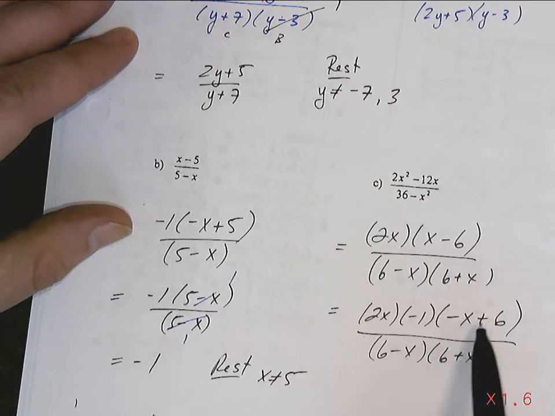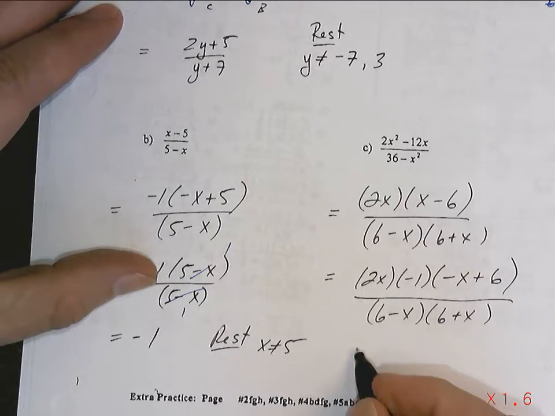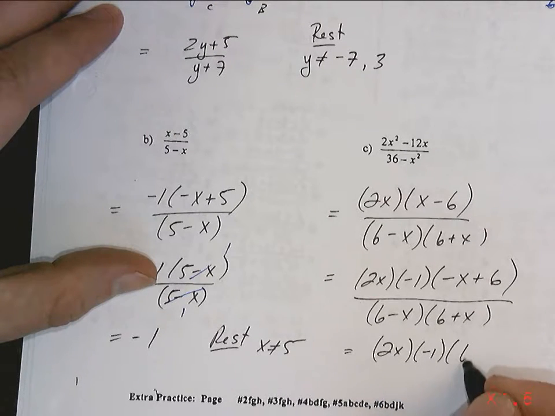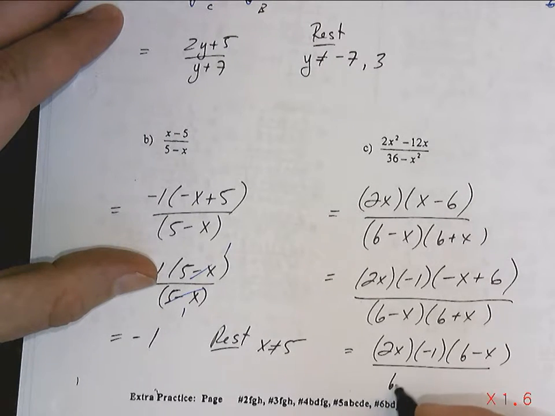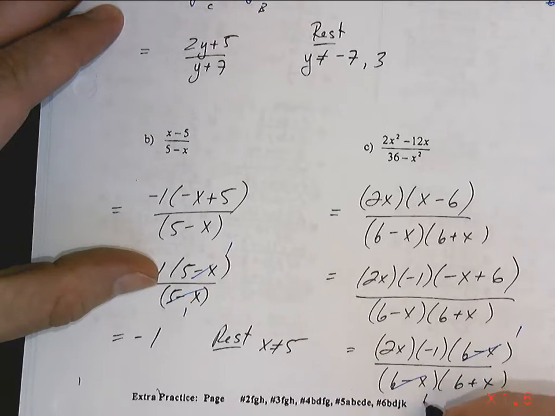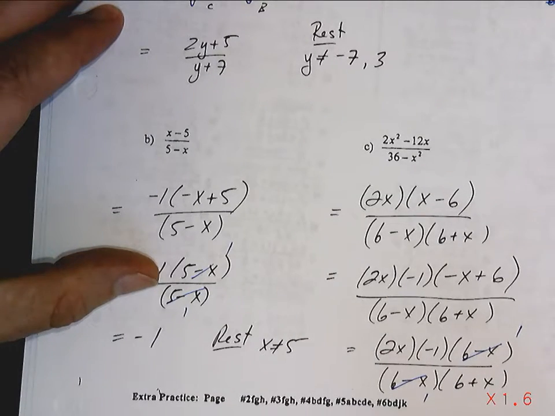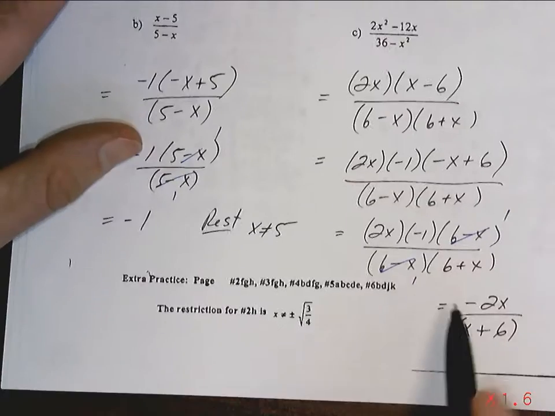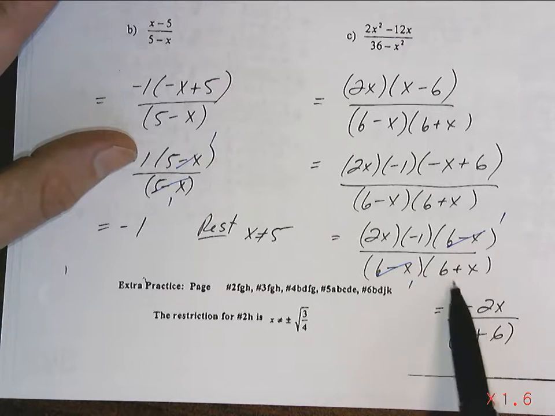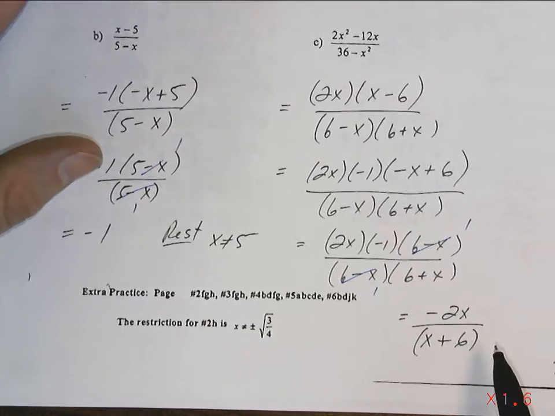You'll notice that this and this are the same, just written differently. 2x minus 1, 6 minus x, over top of 6 minus x, 6 plus x. Let's reduce what we can, and it leaves us with a final answer of negative 2x over top of x plus 6. Yes, I changed how I wrote that. I didn't write it as 6 plus x. I changed it as x plus 6. The order of addition doesn't matter, so that's okay.